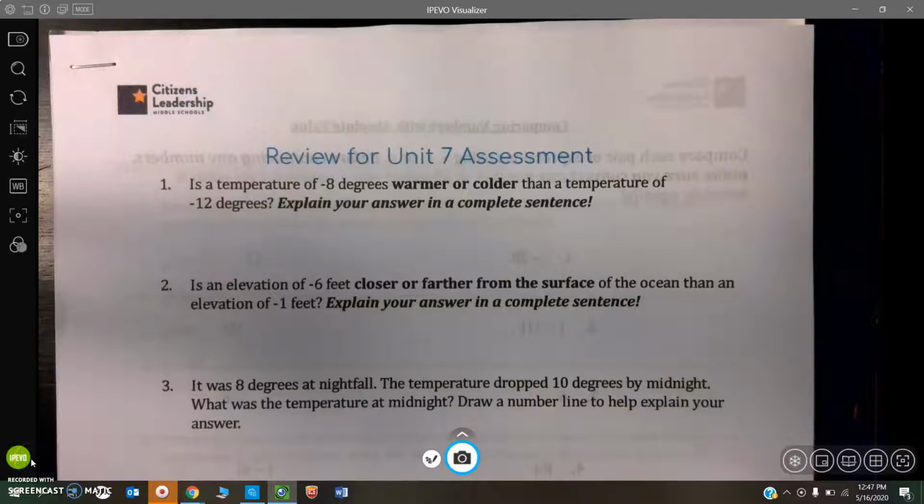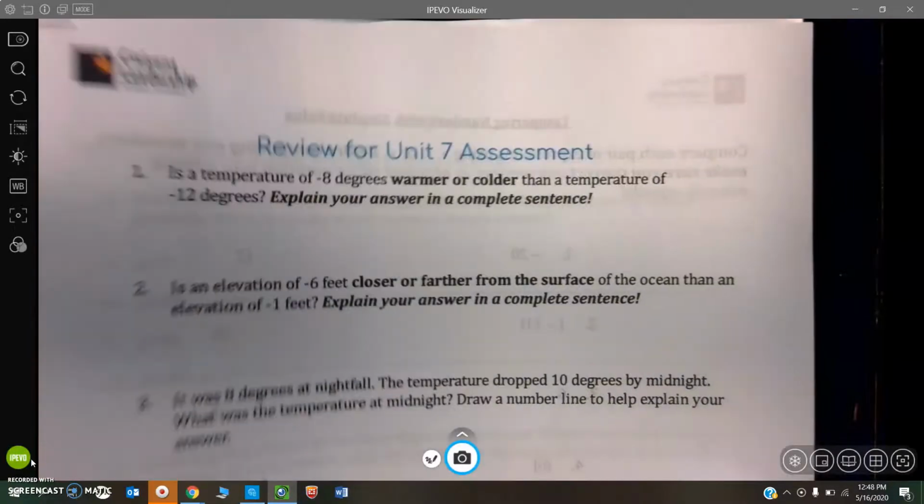This is a review of the first 2 pages of your review packet. So, for number 1, is a temperature of -8 degrees warmer or colder than a temperature of -12 degrees? And explain your answer in complete sentences.